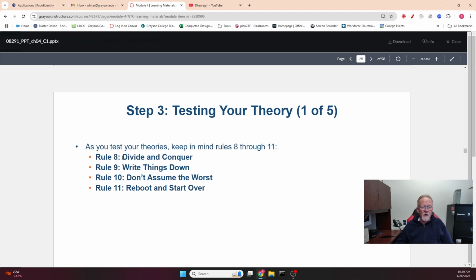Divide and conquer. Break the problems down into little steps and solve the little steps, and eventually you'll have all of them solved. Write things down. Write down what you tried. Write down what worked. Write down what didn't work. This will help you in your documentation later. Don't assume the worst. Like I said, it may just be not plugged in. Reboot and start over. Fix something, reboot, start over. Reboot, start over. You want to do that a lot.